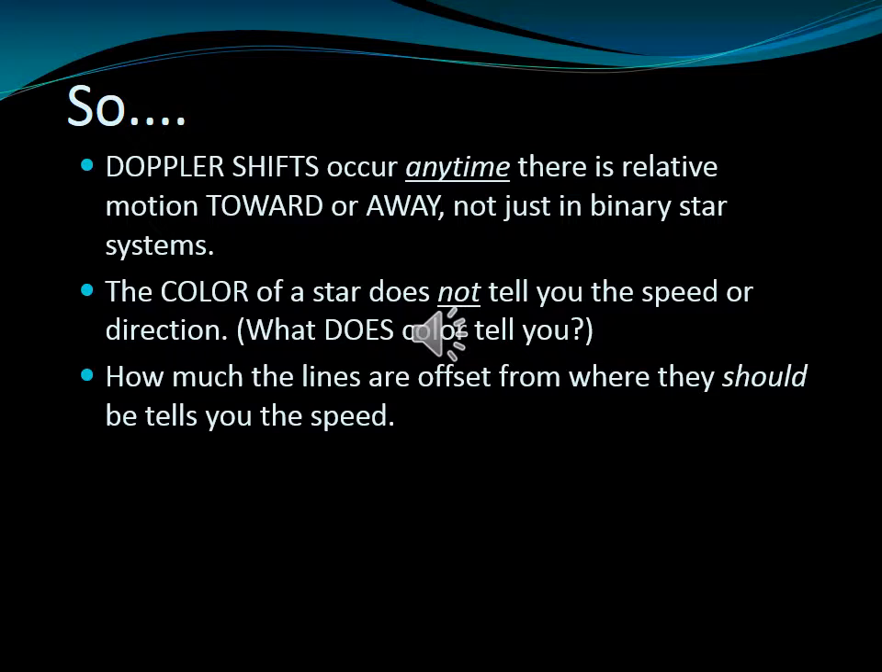So, just bear in mind, anytime that you've got relative motion toward or away, you're going to have a Doppler shift. With a train passing by you, or a race car passing by you, or a binary star system where maybe one star is coming at you and another star is going away from you at the exact same time. Doppler shifts only tell you about the relative motion. And remember, the color of the star does not tell you the speed or the direction of motion, it just tells you the temperature. What does tell you the speed is how much the spectral lines are offset from where they should be.